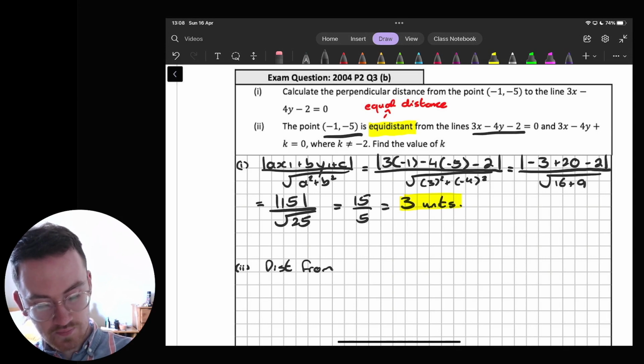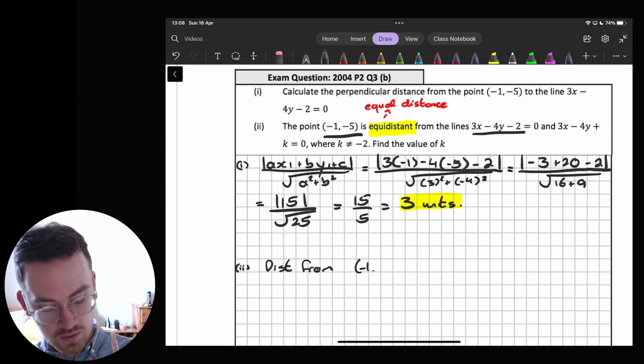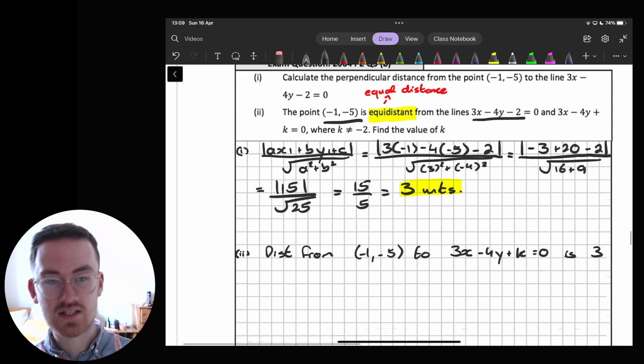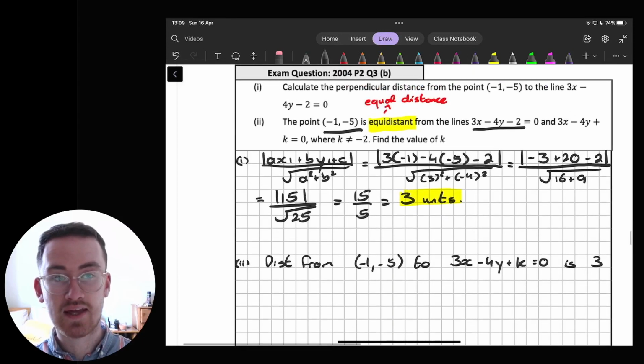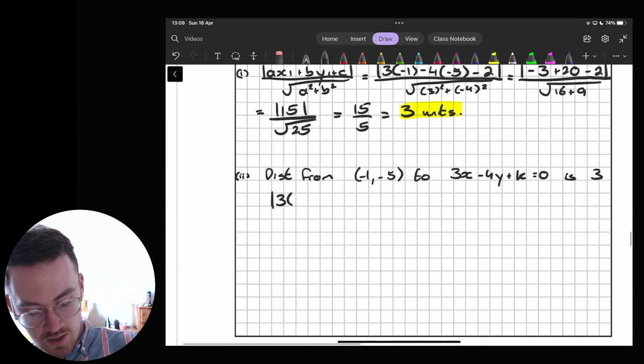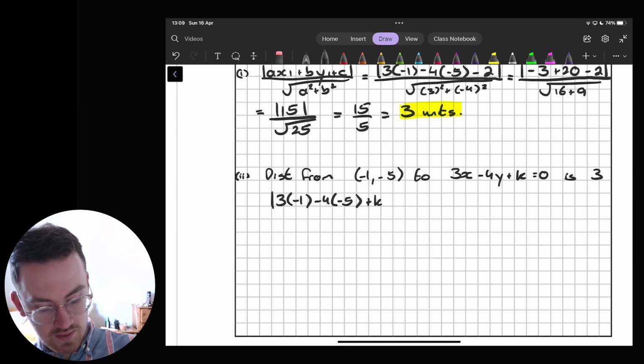Distance from -1, -5 to 3x minus 4y plus k is 3. So the distance is 3 units because that's the same line that we answered for in the first part. So again, setting it up, 3 by -1 minus 4 by -5 plus k, following the same idea that we did in the last part.